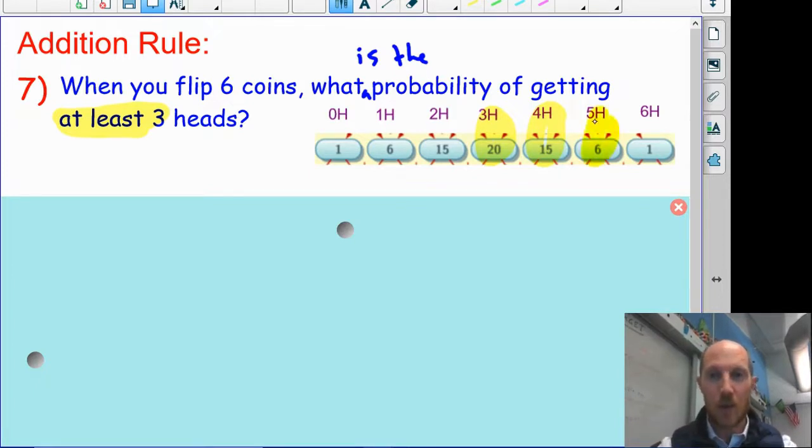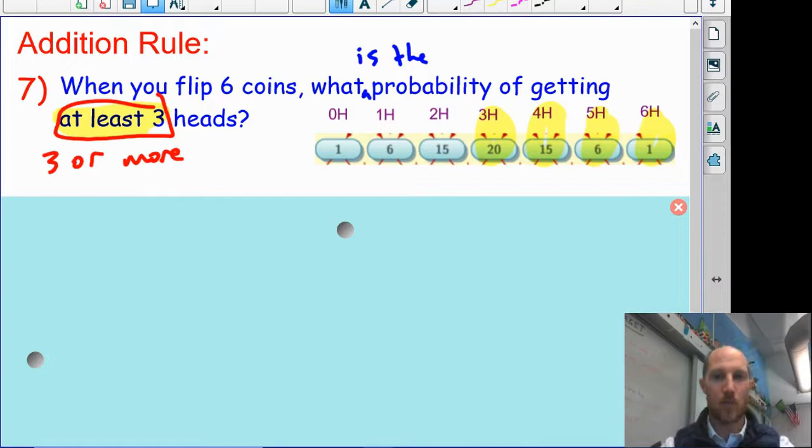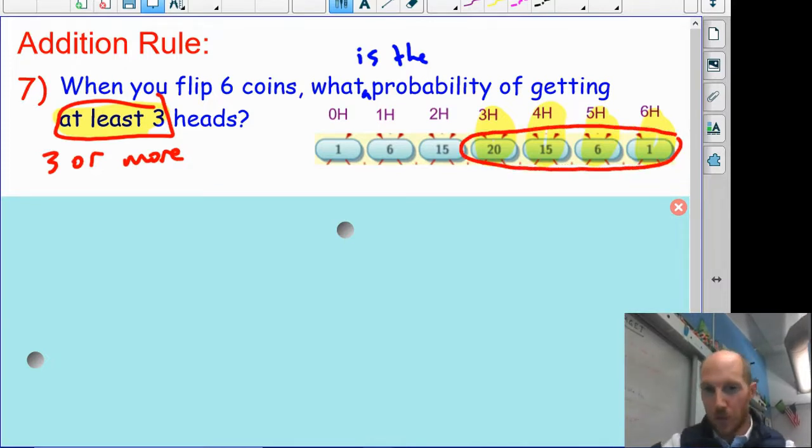So 3 heads, 4 heads, 5 heads, 6 heads, any of those represents 3 or more, right? Another way of saying this, at least 3 means 3 or more. So I need to find the probability of getting 3 heads, the probability of getting 4 heads, the probability of 5 heads, the probability of 6 heads. I'm going to combine those using, you probably guessed this already, addition. So just add those together. That'll be the total number of outcomes that give me at least 3 heads.